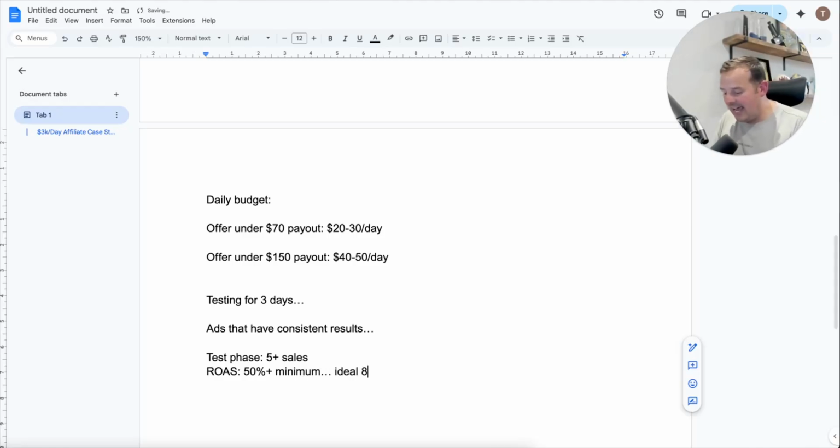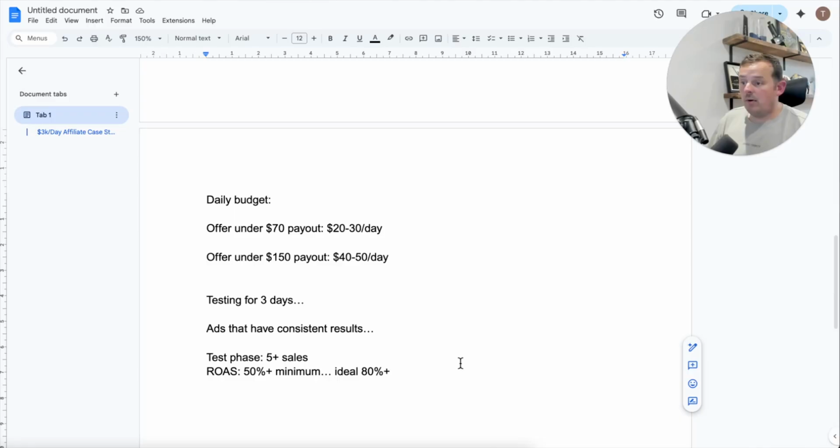Ideal is 80% plus. And the reason is I want that margin, because I know when I scale and spend more money on that ad, the margin drops, right? The ROAS is going to drop naturally. It always does. The more money you spend, the ROAS goes down, right? The CPAs go up, okay? That's just naturally what happens. So I want margin to allow that drop, right?